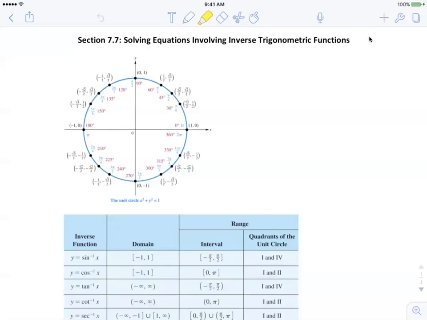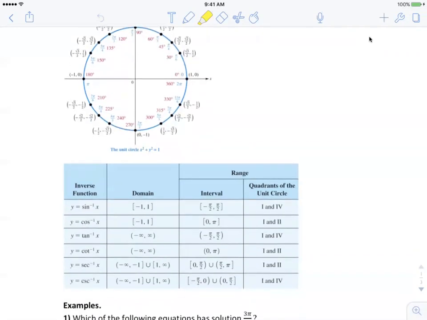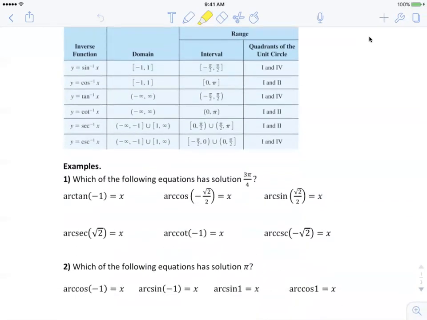Hey everyone, we've made it to the last section in chapter 7.7. Still solving some equations, but they involve inverse trig functions. So we're going to need some things for this section, namely the unit circle, and then that chart with domain and range for inverse functions. I'll put those on here from previous sections, but we'll refer back to those.